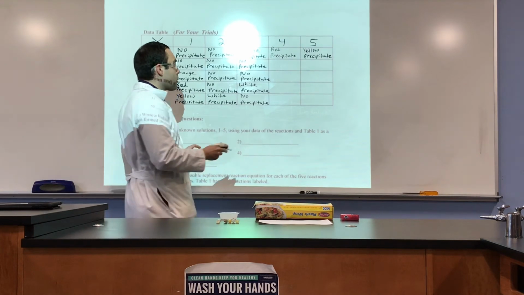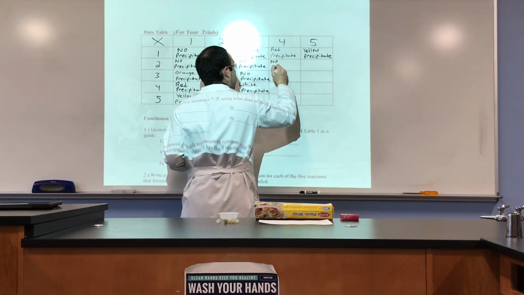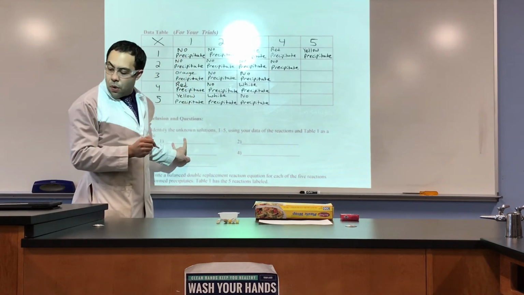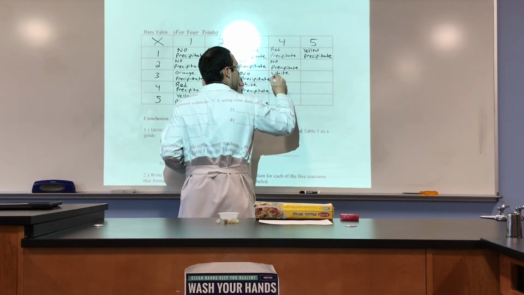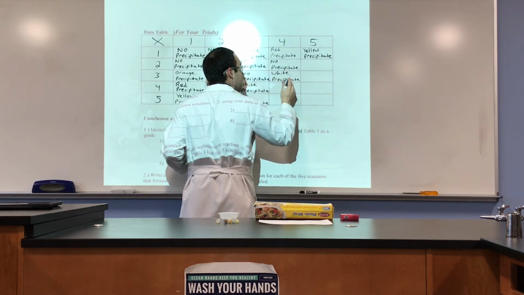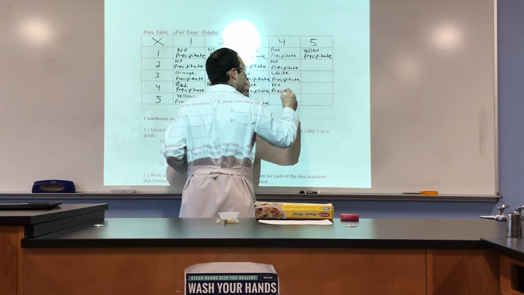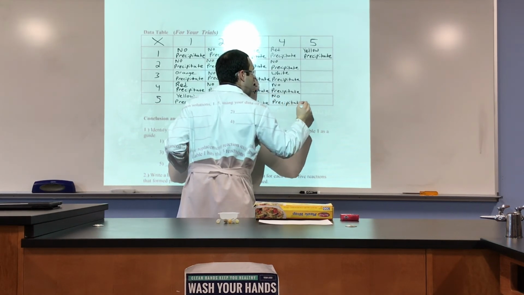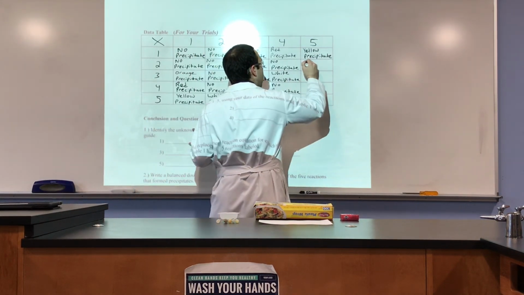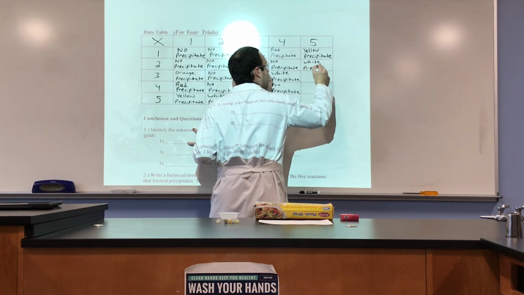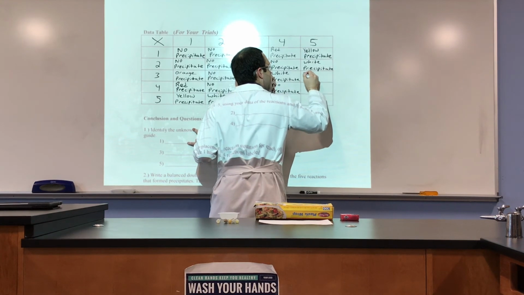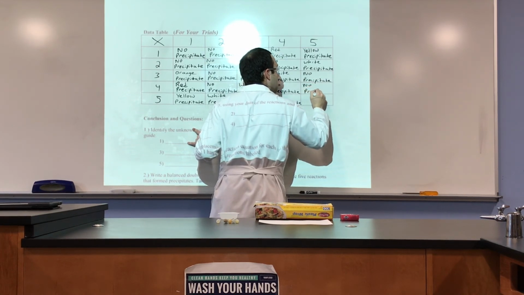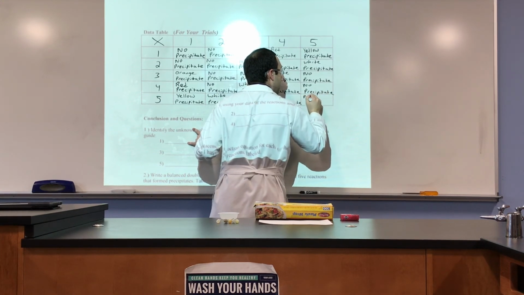4 and 1 is red. 4 and 2 is no precipitate. 4 and 3 is a white precipitate. 4 and 4 is no precipitate. And 4 and 5 is no precipitate. Finally, 5 and 2, we have a white precipitate. And the rest, no precipitate.